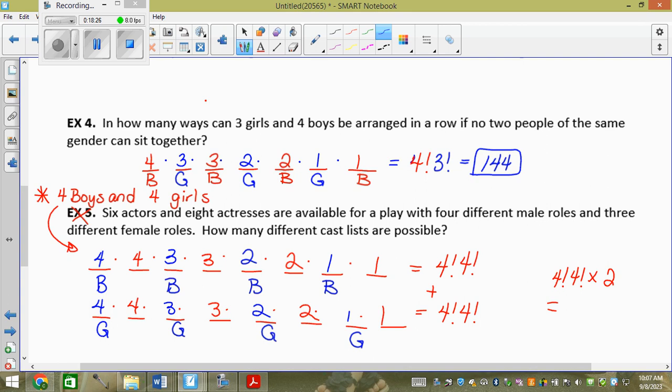This only happens when you have an even amount of both, though. The other one, I have to start with boys. If I start with girls, I would get double ups beside each other, two boys beside each other. So it only happens when you get even amounts. So if on a test I gave you 5 boys and 5 girls, you'd have to remember that you have to do two cases. Okay? What is the answer to this? I don't remember.